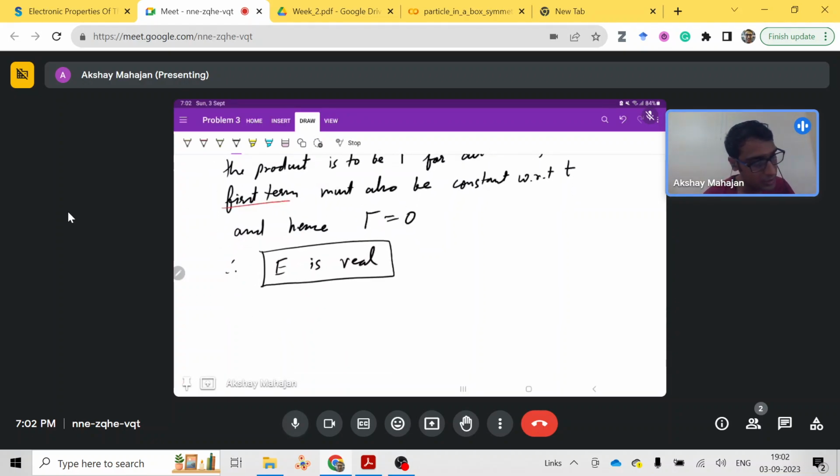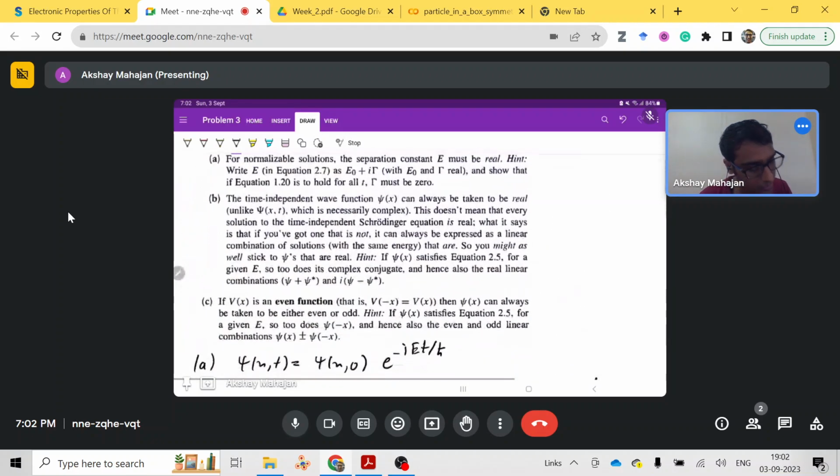Alright, so this is part A. Let's go to part B. In part B, what we have to prove is that the time independent wave function psi(x) can always be taken to be real, unlike psi(x, t), which is necessarily complex. Most of the time in the different squares we have seen that this psi function was real, but now we have to prove that we can always take this psi(x) to be real, and you can read the rest of the part afterwards.